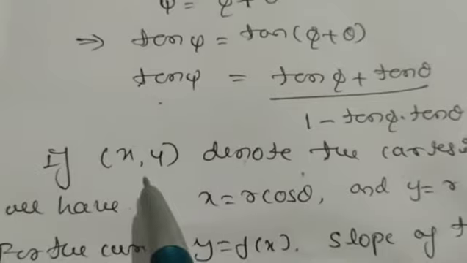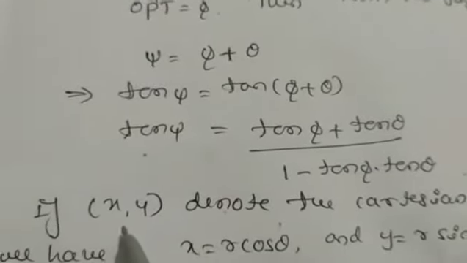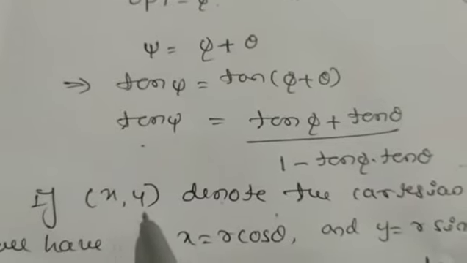Now come to the Cartesian coordinates. Because it is the same point, it is denoted in Cartesian coordinates as x comma y.